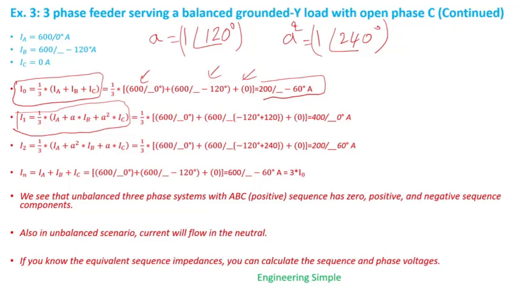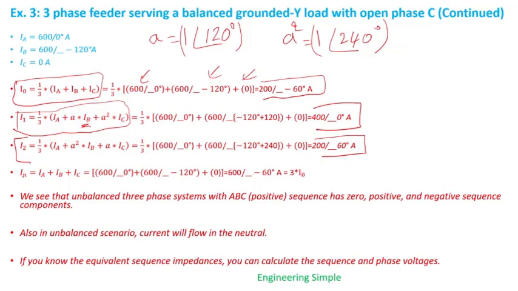Basically, if you multiply, like in this case, phase B times A, it will rotate it counterclockwise by 120 degrees. It does not change its magnitude. And if you multiply it by A squared, it will rotate it by 240 degrees. So that's what A or A squared does. So I get 400 amps with an angle of 0 degrees. If I do the same thing for negative sequence current, I get 200 amps with an angle of 60 degrees.